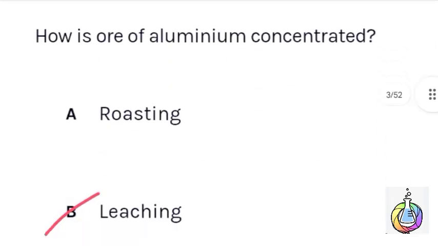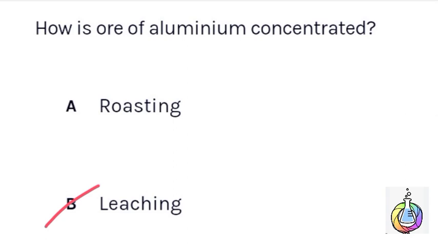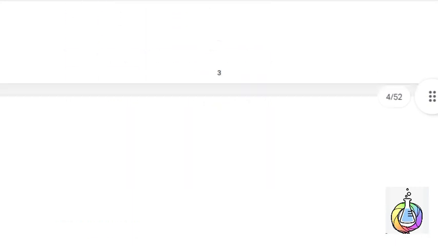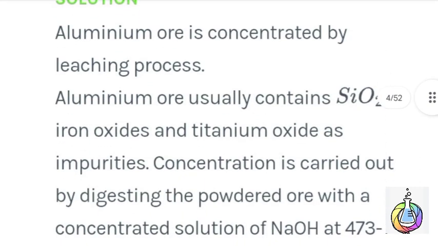Our next question: how is the ore of aluminium concentrated? Leaching process. Therefore, option B is the correct answer for this question. Aluminium is concentrated by the leaching process. Here is the solution for this question. Aluminium ore is concentrated by the leaching process.